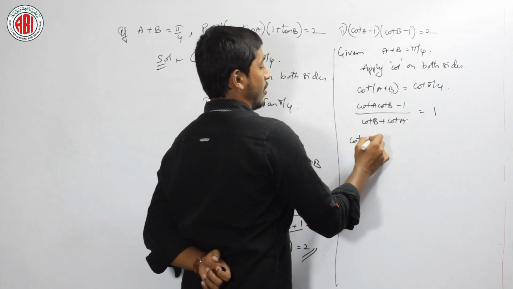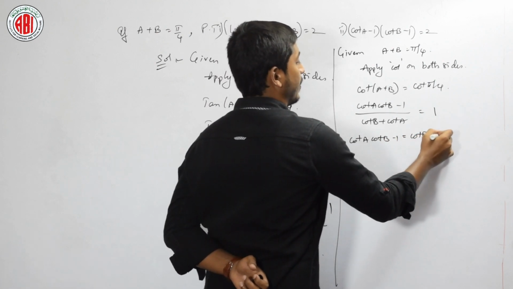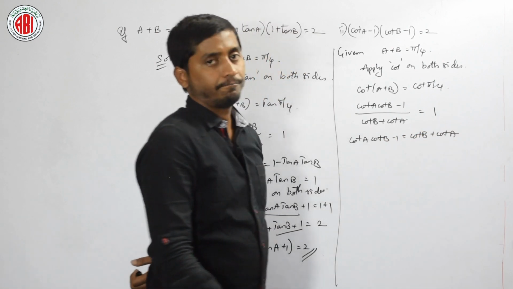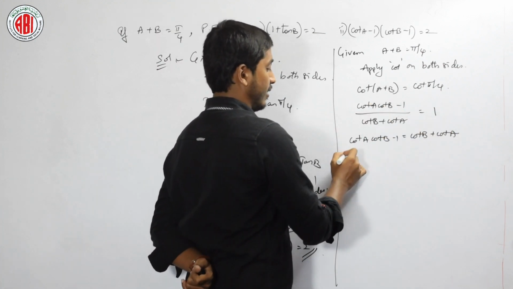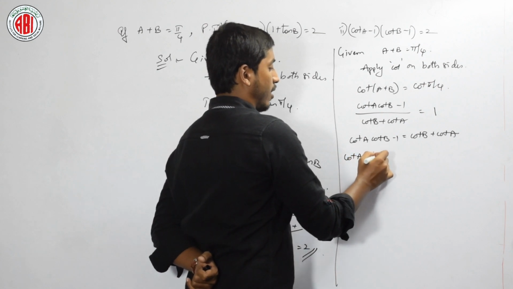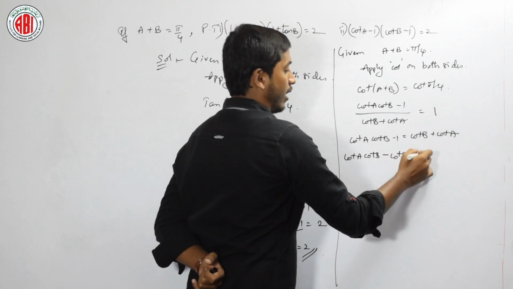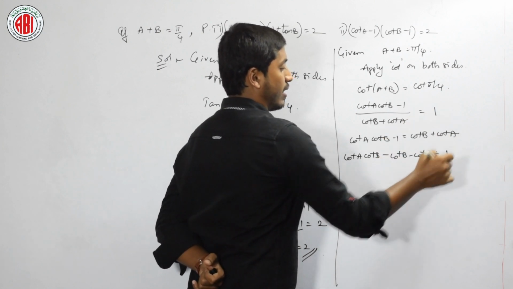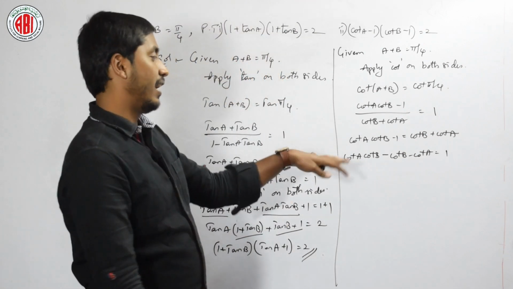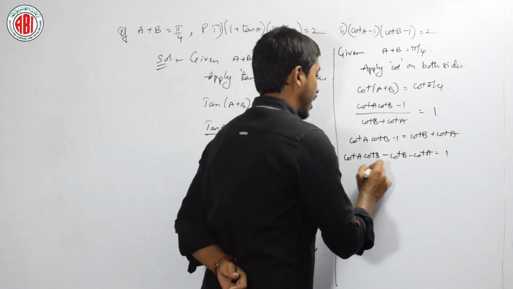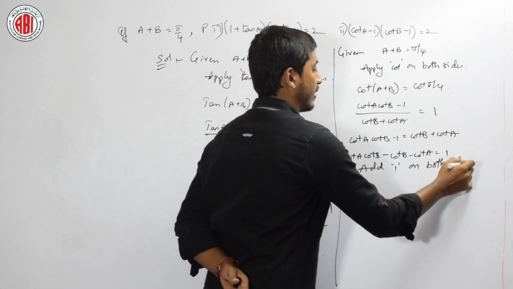It will become cot a cot b minus 1, that is equal to cot b plus cot a, right. Now, let us bring this cot b cot a to the left hand side and take this one to the right hand side. It will become cot a cot b minus cot b minus cot a is equal to, this one will go that side, isn't it? Can we take anything common here? No, again let us add 1 on both sides. Now, add 1 on both sides.